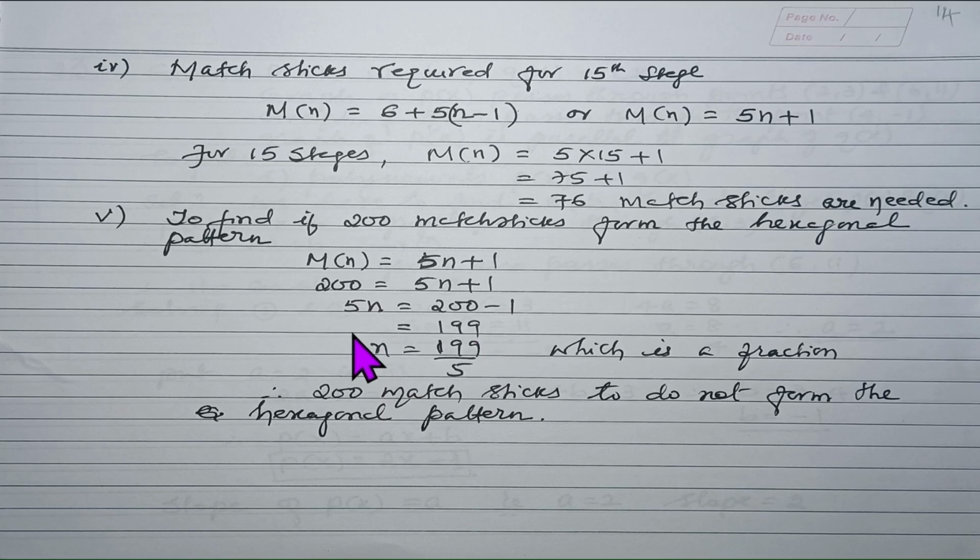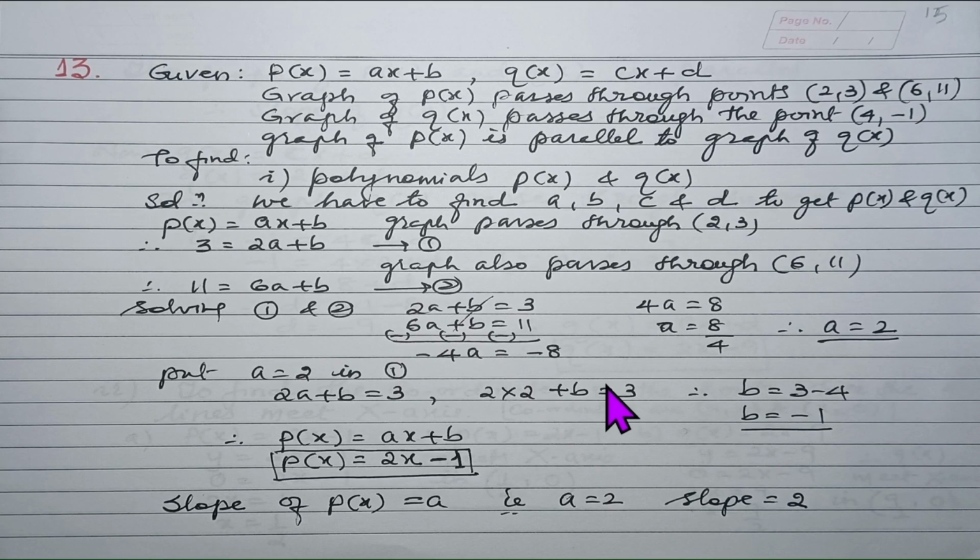And you find that n is not a natural number, not a whole number, therefore it is a fraction. We cannot have fractional matchsticks, whole matchsticks are required. So n is not a whole number, it is a fraction, therefore 200 matchsticks will not form a complete hexagonal pattern. So please remember that. That is the example.